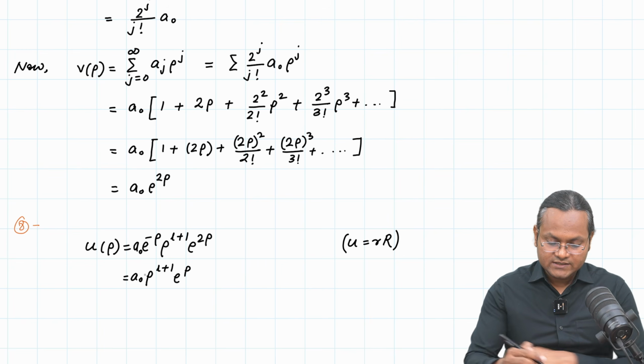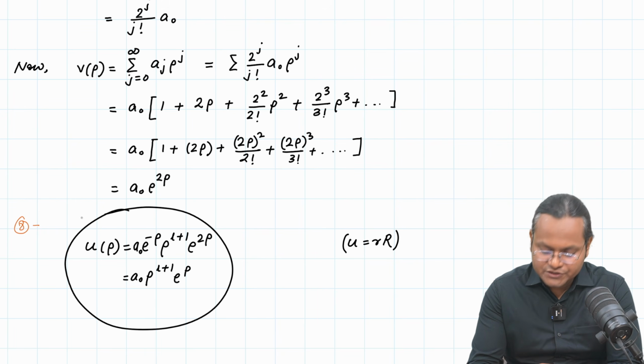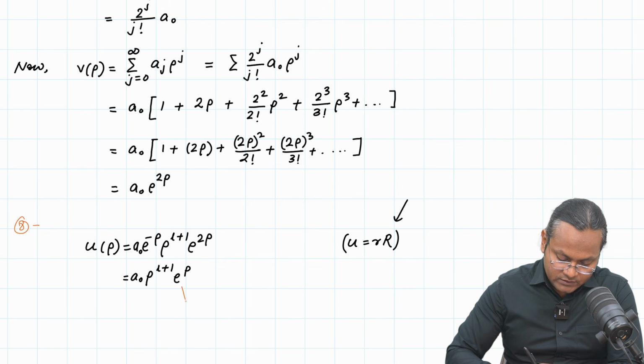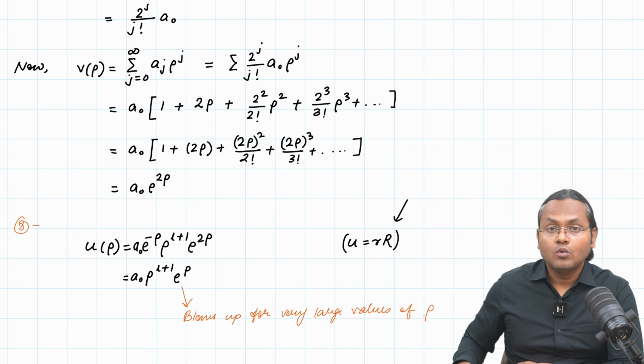What is interesting is that this particular solution, which is effectively the radial solution times r, there's something wrong with it. I think you can identify it, that it blows up for very large values of r, or it blows up for very large values of rho. You see this? This blows up for very large values of rho.